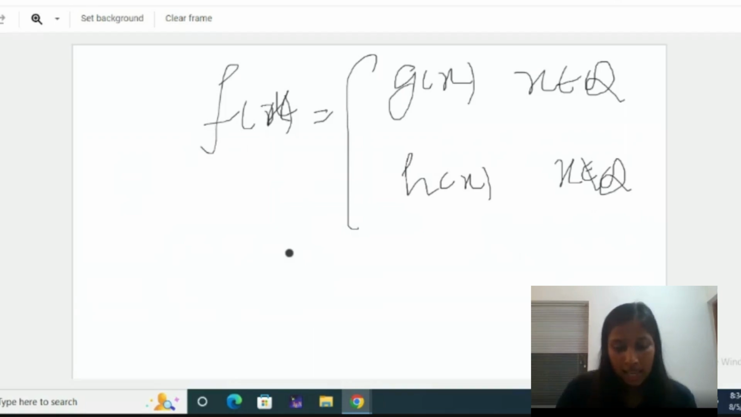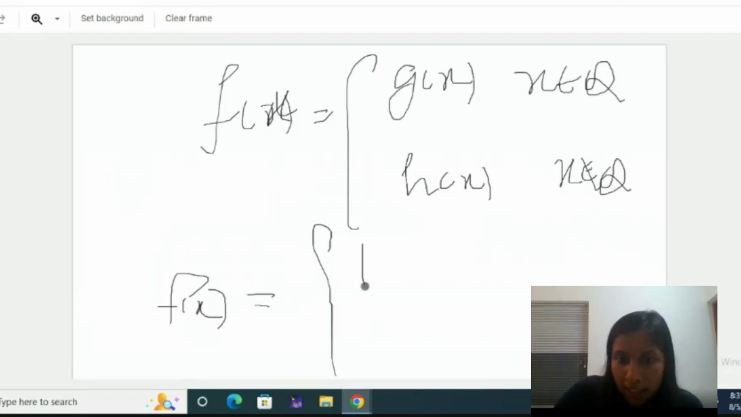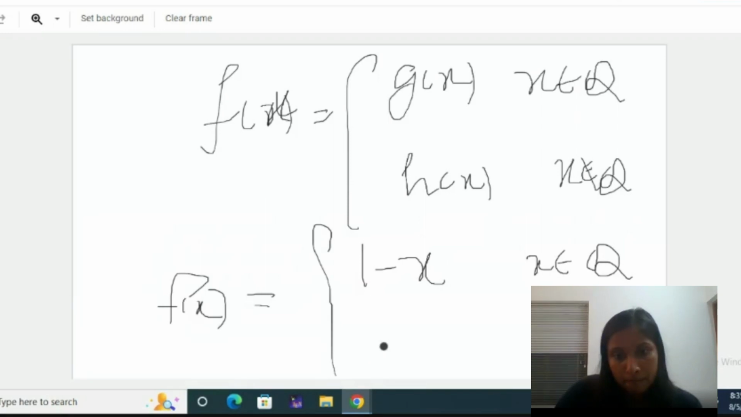Yeah, just following the same method we have used previously. g of x at rational numbers, h of x at irrational numbers. So what will be the points where the function's limit does exist? Is the question clear? Or particularly, let me give: 1 minus x if x belongs to q, and x square if x doesn't belong to q.